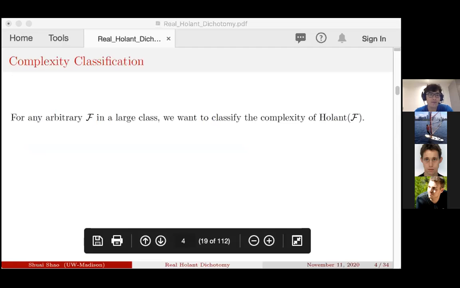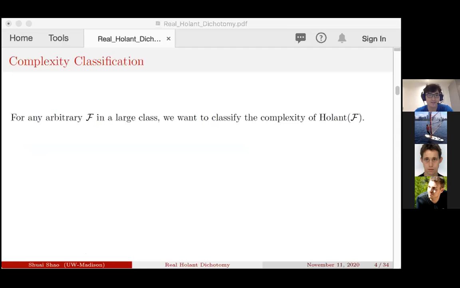For an arbitrary signature set F in a large class, we want to classify the complexity of the Holant problem specified by this signature set F. Such a classification is usually stated as a dichotomy theorem. For a large class of signature sets F, the Holant problem is either polynomial-time computable or it is #P-hard, with nothing in between. The #P class is a quantitative version of the NP class. It was introduced by Valiant in 1979.